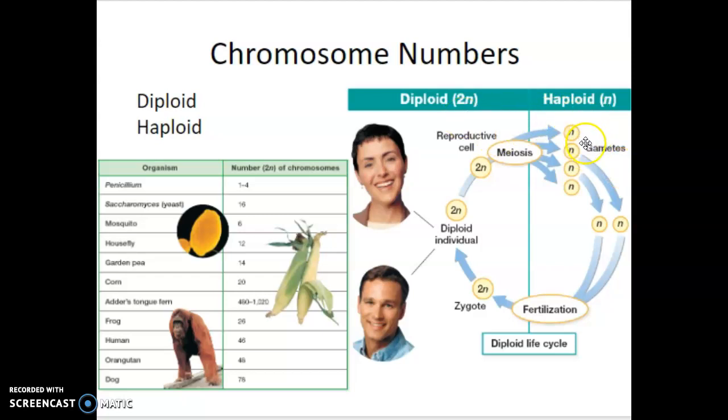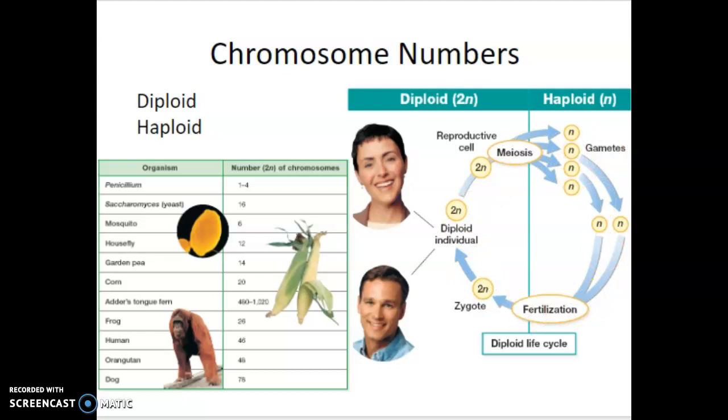So when one of these egg cells meets with one of the sperm cells, they can combine in what we call fertilization and form a new diploid cell. So a diploid cell forms haploid cells, two haploid cells get together and make one diploid cell, and this is how we balance out chromosome numbers over time.